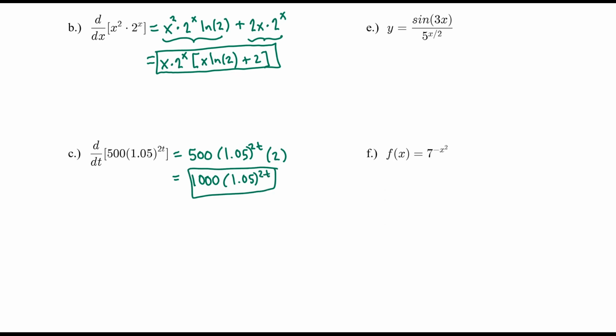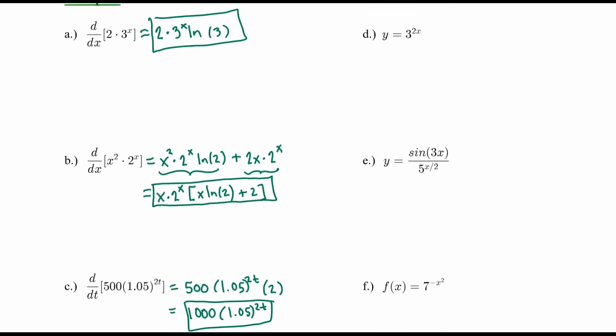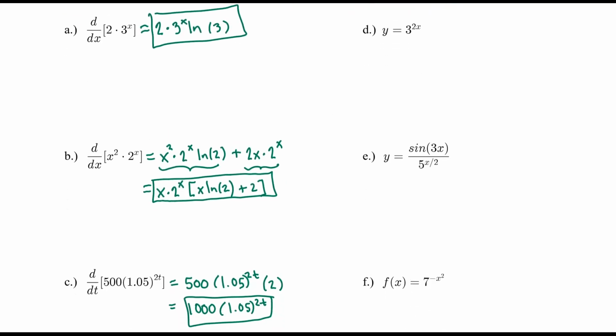Back up here to the other side of our page, we can work example D, y equals 3 to the 2x. Now, we don't have our derivative denoted here. You can call it y prime, you can call it dy over dx, but we are differentiating an exponential function with a base other than e. So we're going to make a copy of the exponential exactly as it appears, and we're going to, don't forget your natural log of 3.